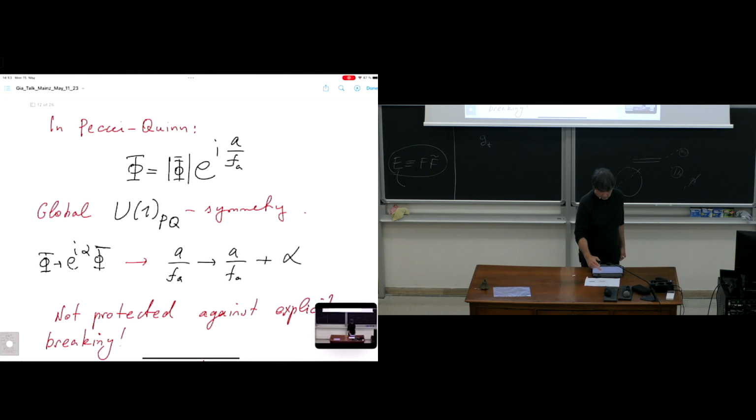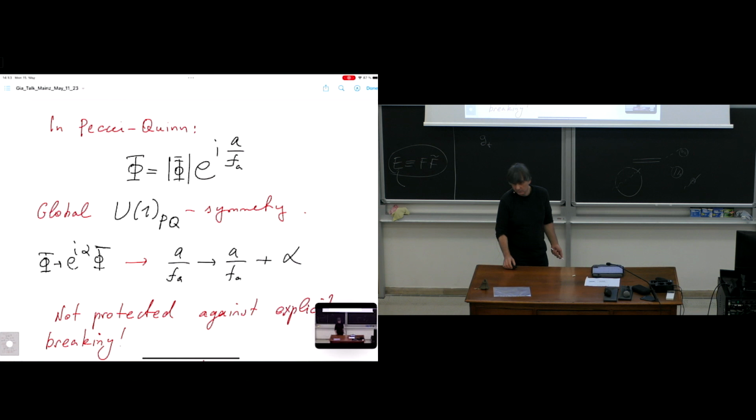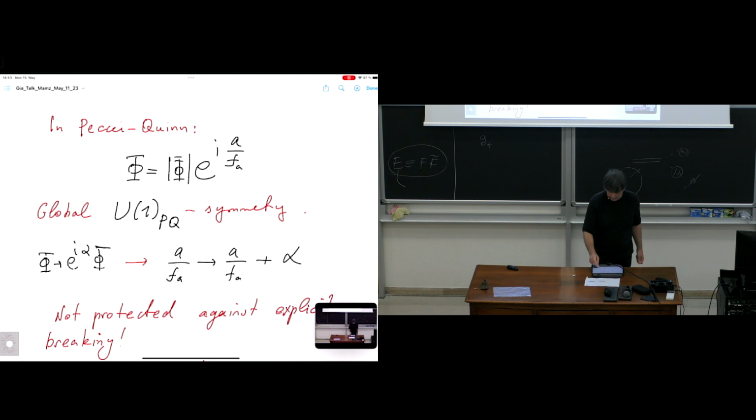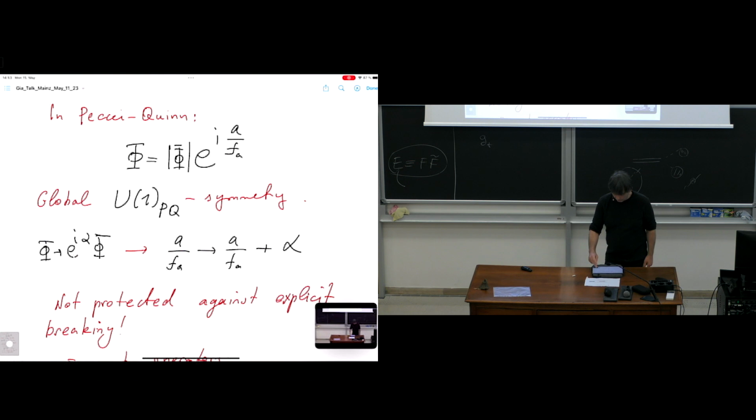Many people don't like this, and they have a point, obviously. You say that there is an issue with theta bar, fine, then you introduce this new degree of freedom. But you require that this global symmetry, which has to be explicitly broken anyway by the anomaly, is miraculously not broken by anything else, okay? Indeed, in the Peccei-Quinn formulation of the problem, how can we understand this?